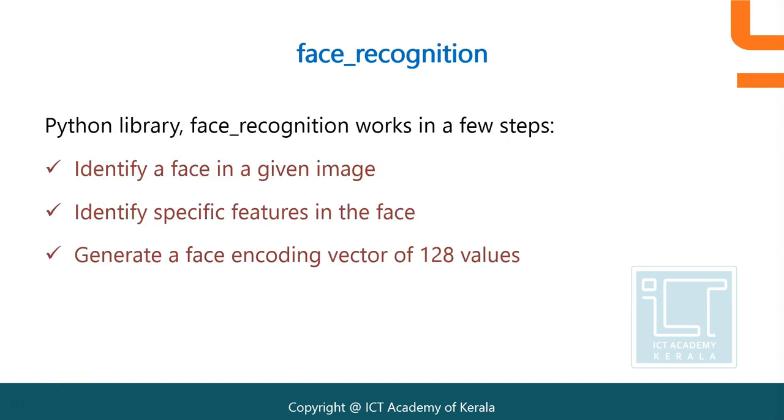Let's see what the various steps are in the face recognition Python library. This works in a few steps. First, it will identify a face in a given image. Secondly, it will identify the specific features in the face. And finally, it will generate a face encoding vector of 128 values. This vector value will be different for different face images, and it will help us to differentiate one face from another.